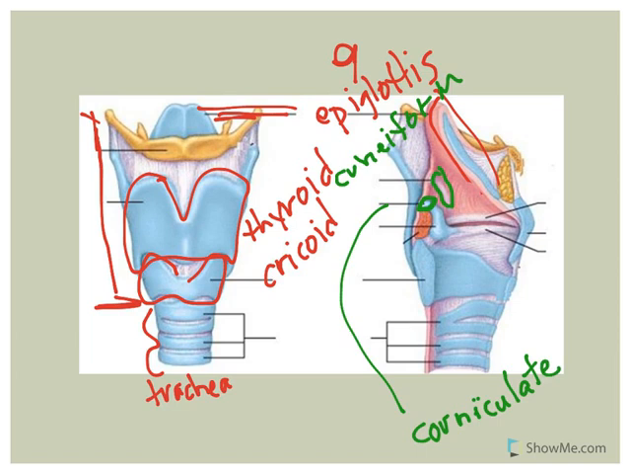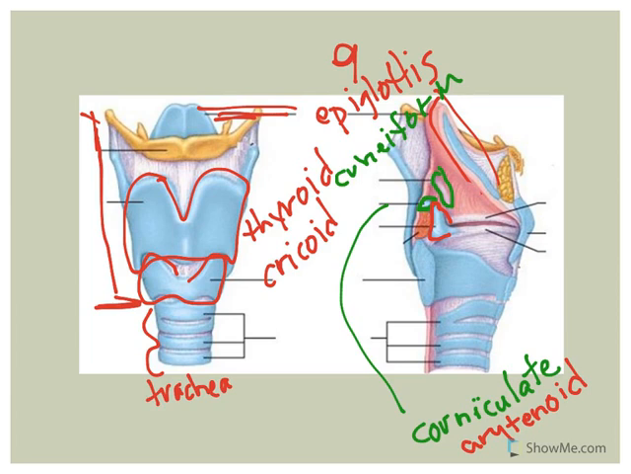Then, I'm going to change the color, right here, these are arytenoid. You have 2 arytenoid cartilages. Now, the part that's closest to where the corniculate cartilages are is elastic cartilage, but the majority of it is hyaline cartilage.